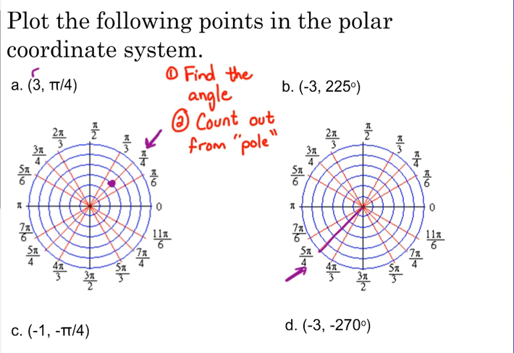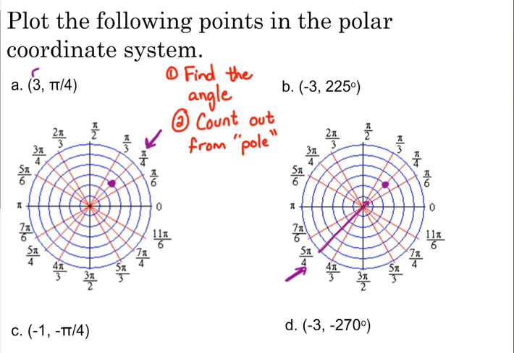Now, I don't want you to, well, you can draw this line like this, but this isn't actually part of the graph. I'm just trying to illustrate to you. We start on 5 pi over 4, but the negative shoots us through to the other side. So that's where this point is. So guess what? It's the exact same point that we just had in A. Okay? 3, pi over 4 is the same as negative 3, 225 degrees. Okay, those are actually the same thing.